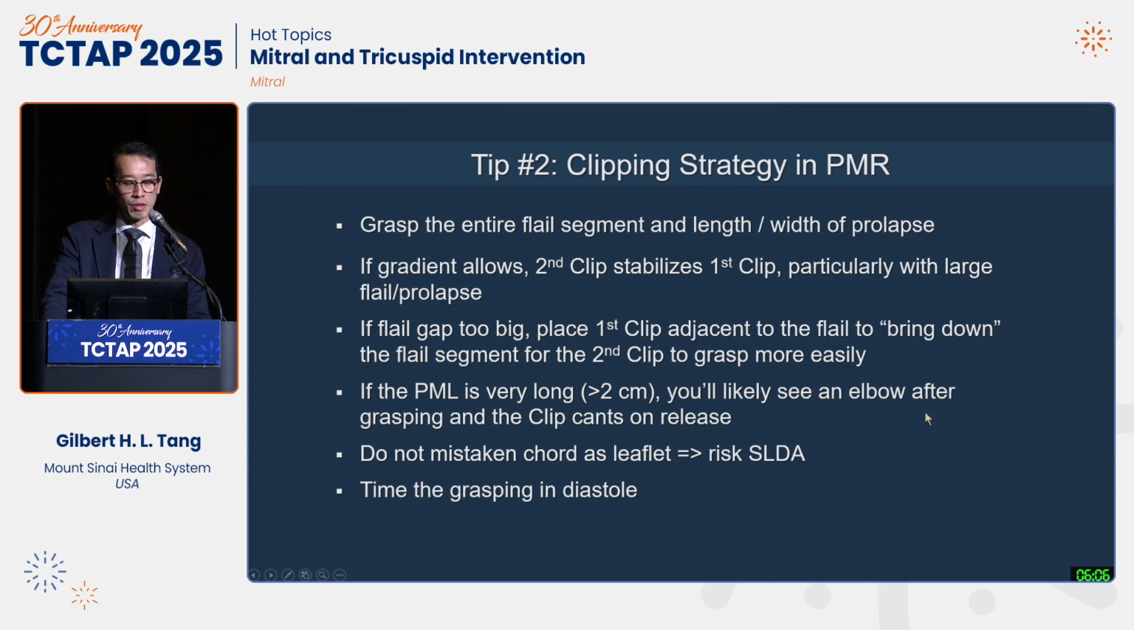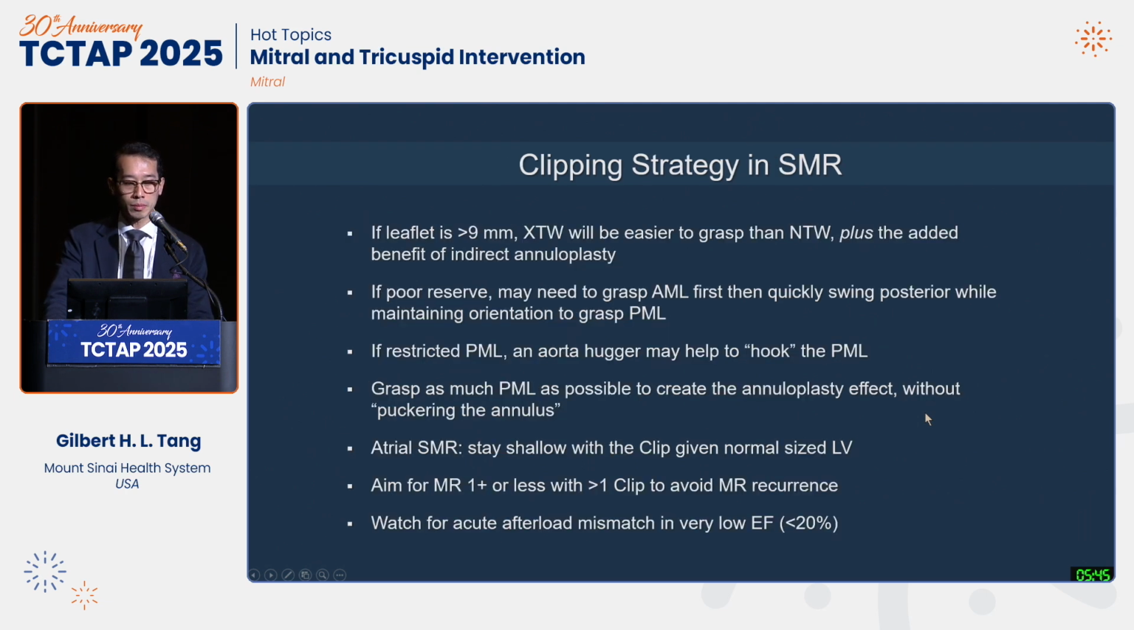If the posterior leaflet is very long, you might actually see an elbow after grasping, and the clip may cant after you release, so you need to prepare for that. Now, don't mistake cord as a leaflet. It can happen, especially in failed pathology. So make sure you grab the leaflet, and so they avoid the SLDA, and then time the grasping in diastole so that it can rest on the arm.